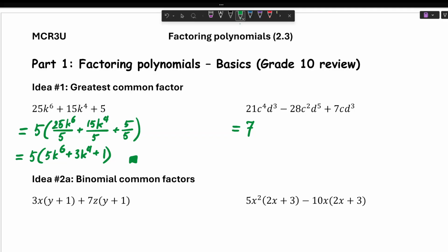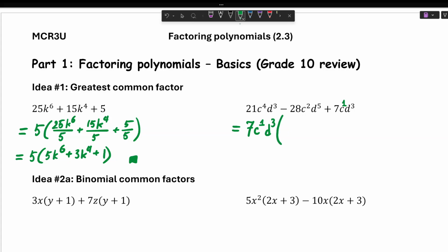For the c's, you'll notice we have c to the power 4, c to the power 2, and c to the power 1. So that means that every one of these has at least one c. So we can take out one of these c's. You don't have to put the 1 there, that's just for clarity. For the d's, you have 3, 5, and 3 in each of the terms. So each one has at least 3. So let's take out d to the 3.